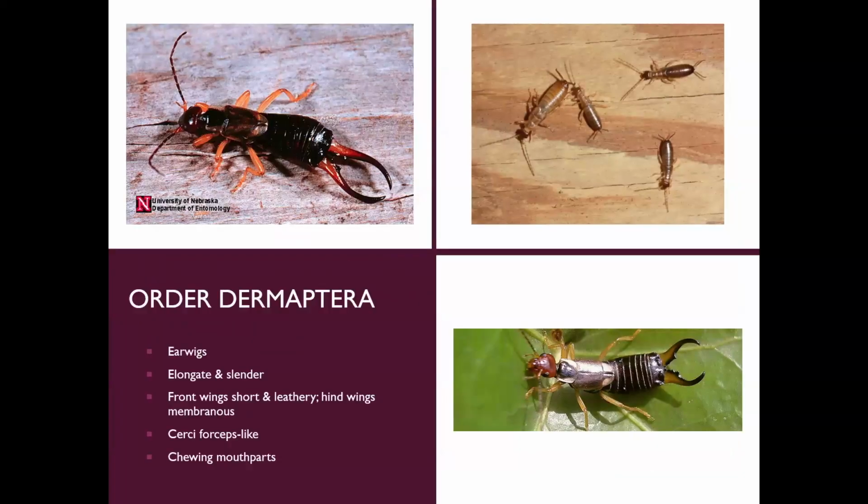Dermaptera are the earwigs. These are going to have elongated, slender, flattened bodies. They do have shortened front wings that are kind of leathery. They're somewhat hardened, but not like a beetle. And they actually do have membranous hind wings.